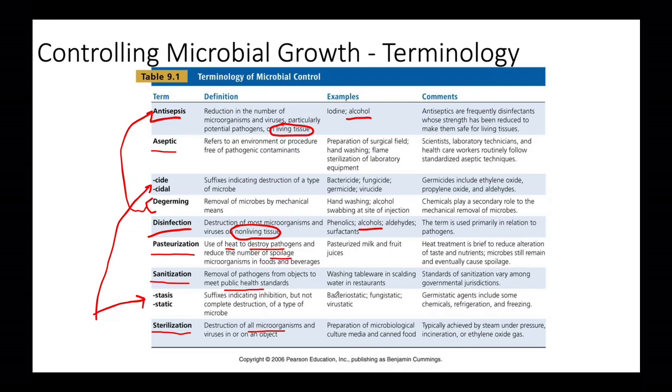The primary difference between these is that when you see the word -sidal, it means the action is going to destroy that particular microbe. So bactericides destroy bacteria, fungicides destroy fungus, etc. But when you have the word stasis or static, that's going to inhibit but not destroy. That's a really important distinction if you're talking about a drug. If that drug is fungistatic but that one's fungicidal, it tells you how effective it's going to be in reducing that particular microbe.